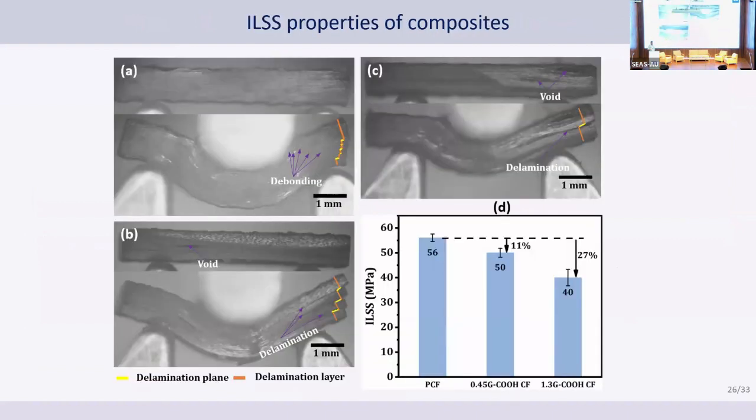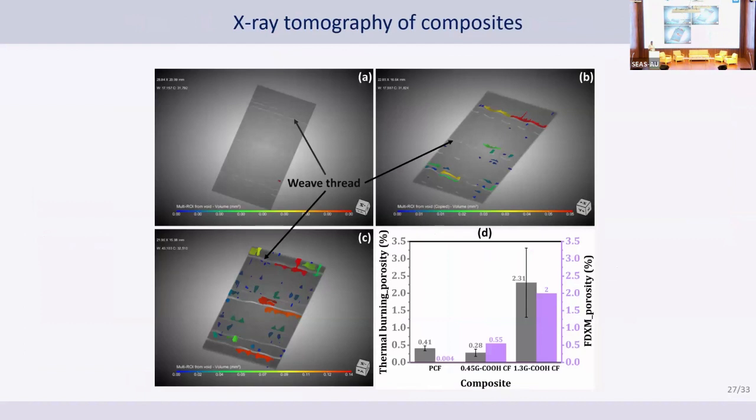The ILSS property shows there is a decrease compared to the pristine case. That may be because of the voids. So we found the void percentages using computed tomography. We got 0.004% in the pristine case, 1.23% in the 0.458% case, and there are higher voids in the case of the 1.38% deposited. So the flexural properties and ILSS properties are affected because of these voids.